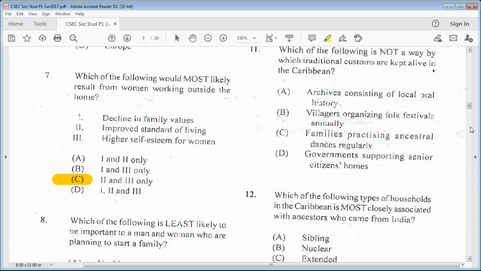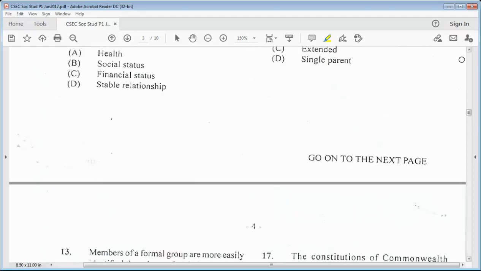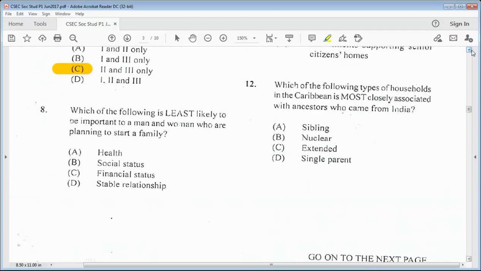Some persons may argue that it may be a decline in family values, but it is not so oftentimes the result of that. So some persons may select D for their answer, but I'm going with C. Let's go on to number 8.